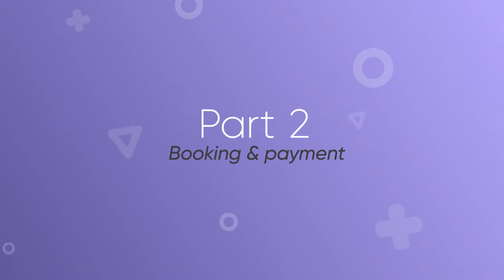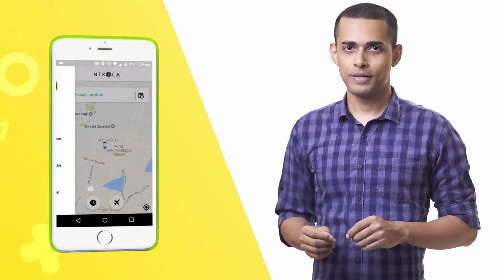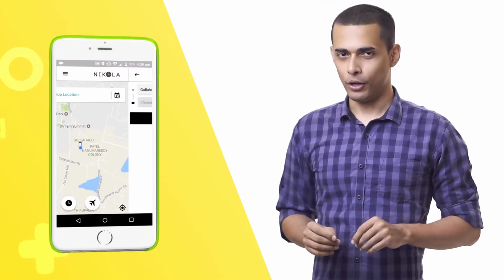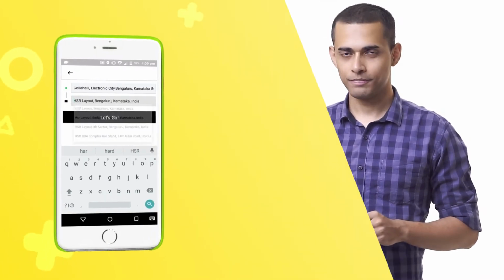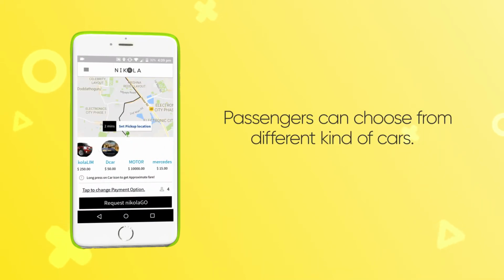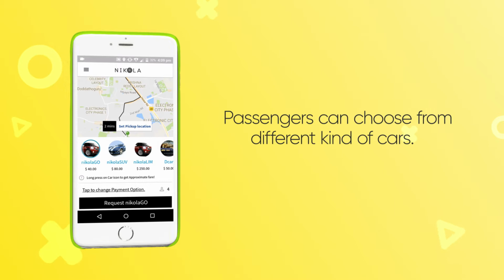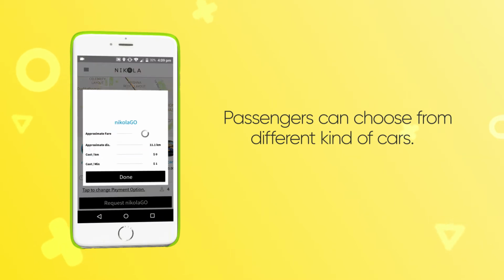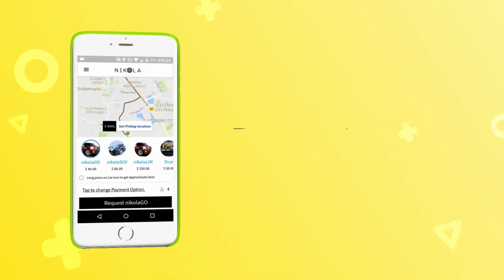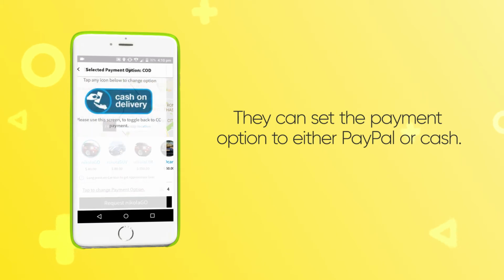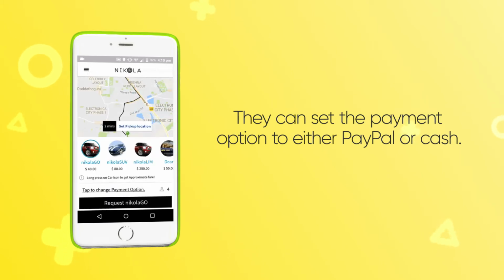In the next part, we will show how the cab booking process works using Nikola. Booking a cab is very simple with the Nikola Passenger app. Just tap on Set Pickup Location and enter the destination. Passengers can choose from different kinds of cars, and they can get the fare details by long pressing on a car. They can also set the payment option to be either PayPal or cash.